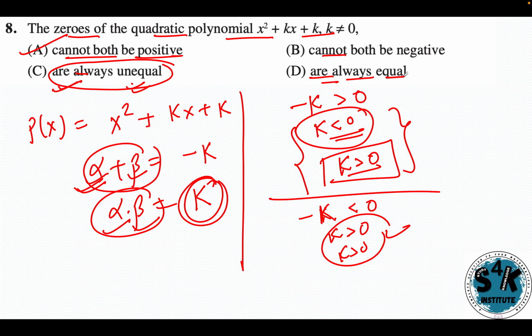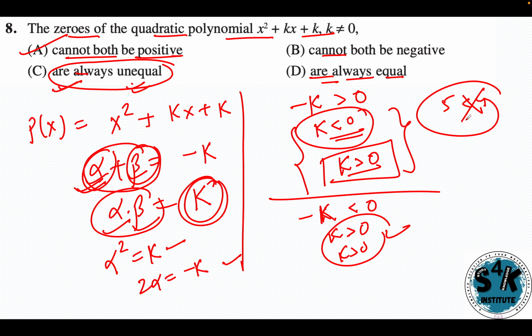Are always equal, so they are saying alpha and beta are equal. So if I write alpha and beta are equal, it will become alpha square is equal to k, and 2 alpha is equal to minus k. So yeah, there is nothing wrong in it too. Nothing is contradictory to the natural way of mathematics. What is the natural way? If I say 5 is less than 4, it is wrong, we know that. We are very much aware of it, something very well known to you.